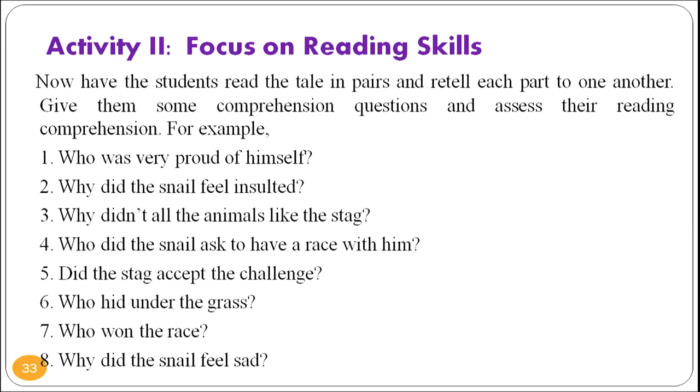Activity 2 will be focused on the reading skill. Have the students read the tale in pairs and retell each part to one another. Give them some comprehension questions and assess their reading comprehension. For example, who was very proud of himself? Why did the snail feel insulted? Why didn't all the animals like the stag? Who did the snail ask to have a race with him? Did the stag accept the challenge? Who hid under the grass? Who won the race? Why did the snail feel sad?